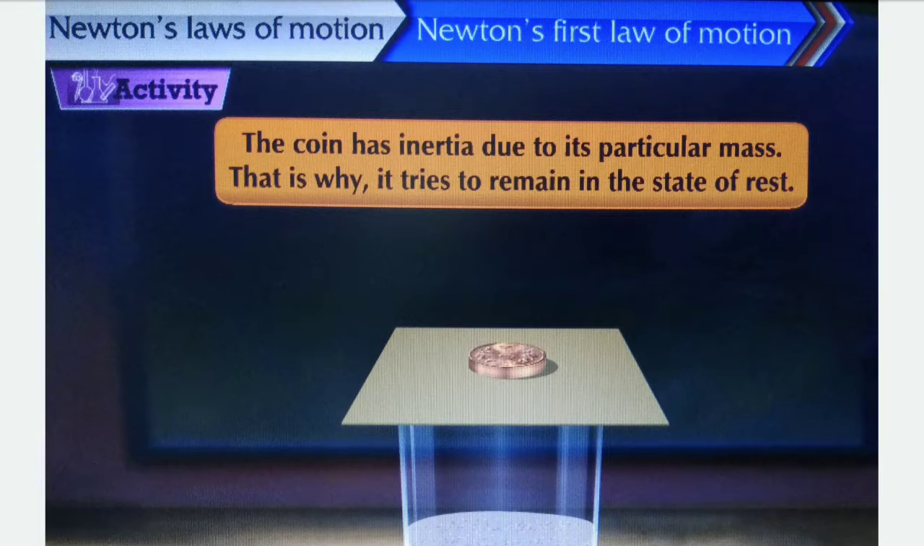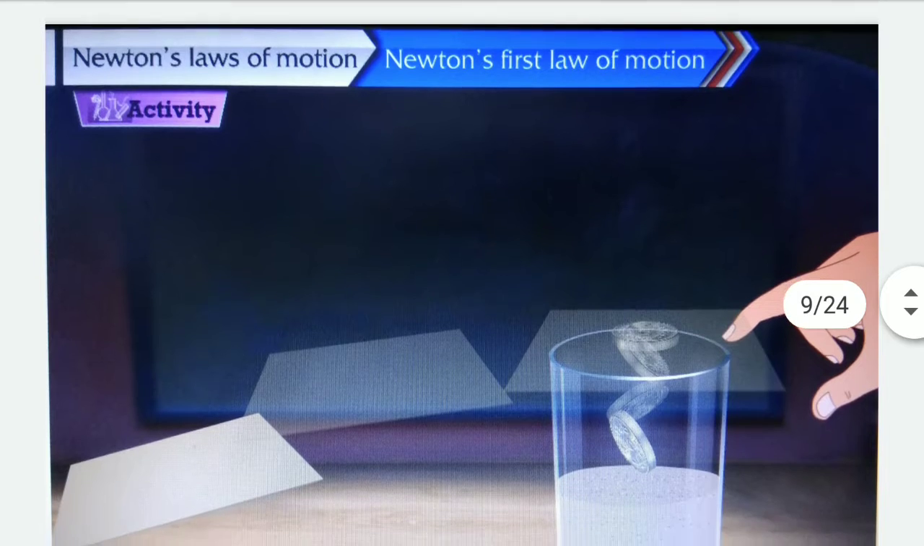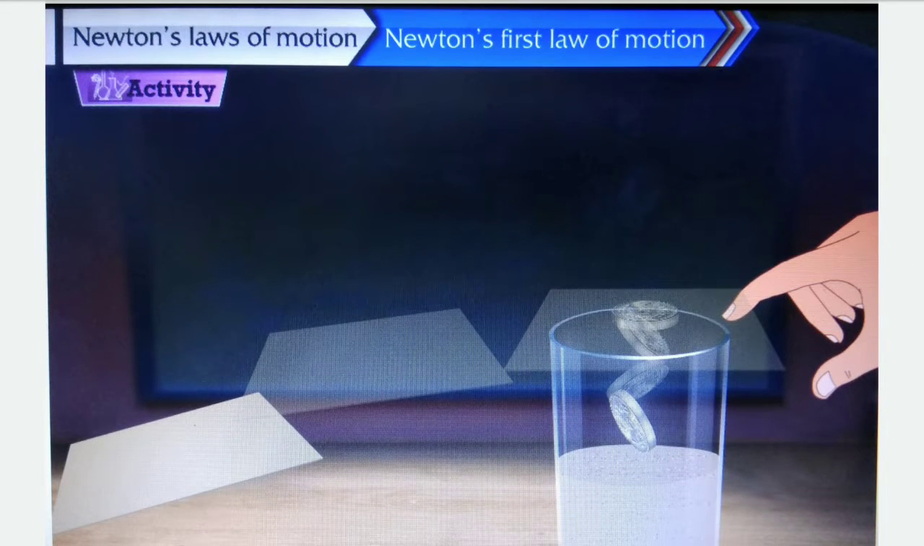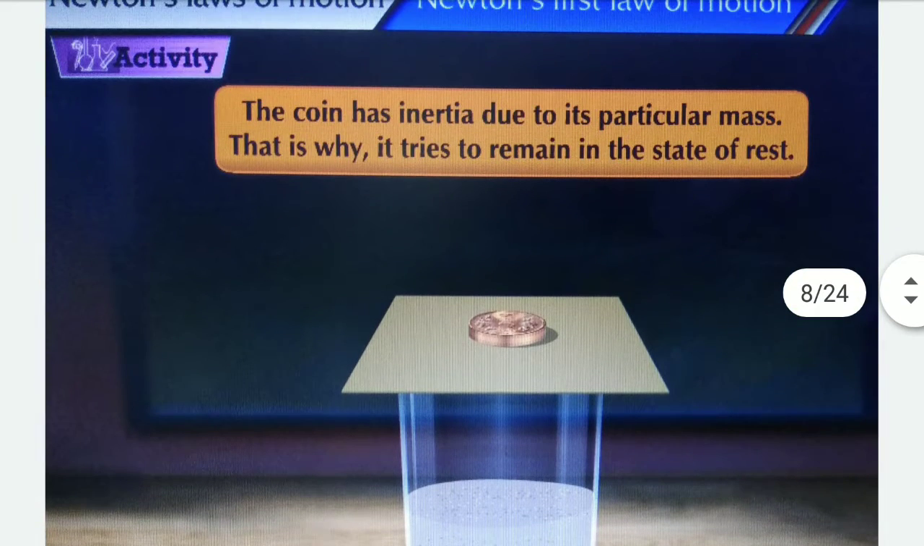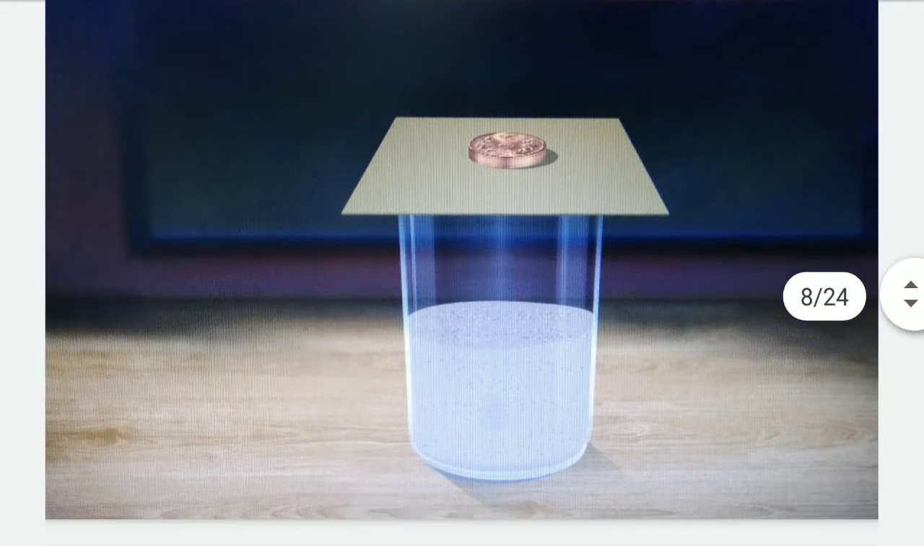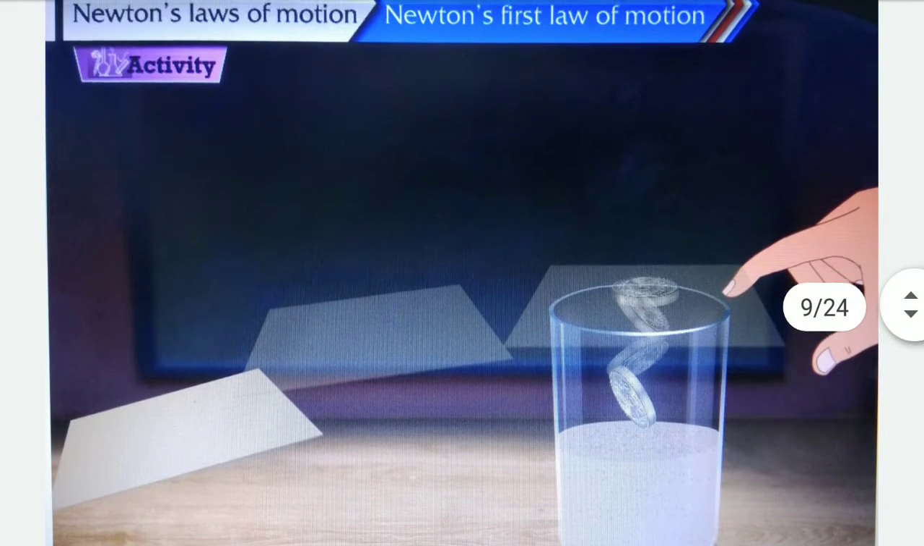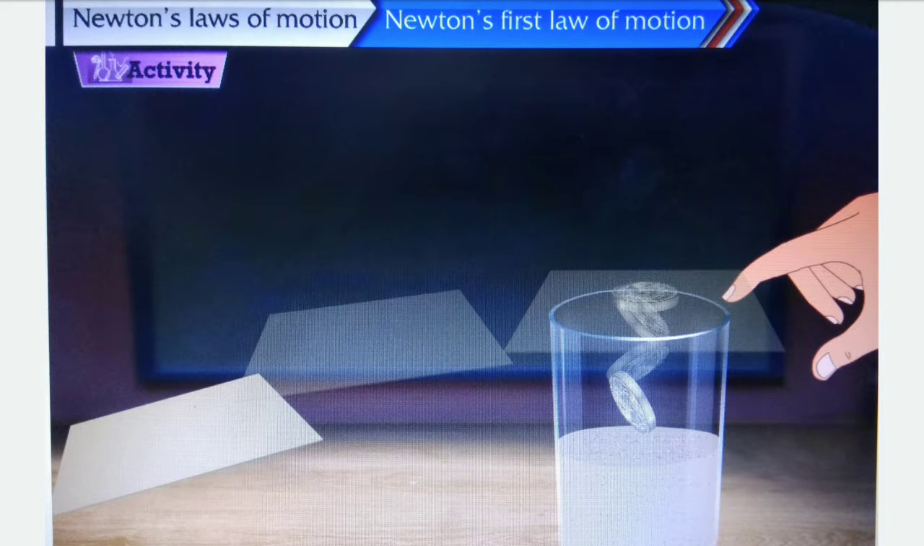The coin has inertia due to its particular mass. That is why it tries to remain in the state of rest. After striking the cardboard with your fingers, the cardboard will be thrown off and the coin will fall down into the glass because of the inertia. We see that the coin has inertia due to its mass, so it tries to remain at rest, and that's why the coin falls into the glass and the cardboard is thrown away.